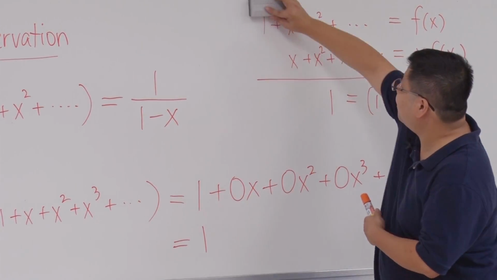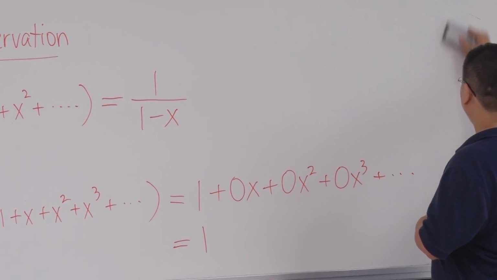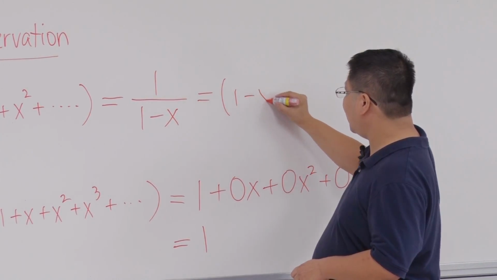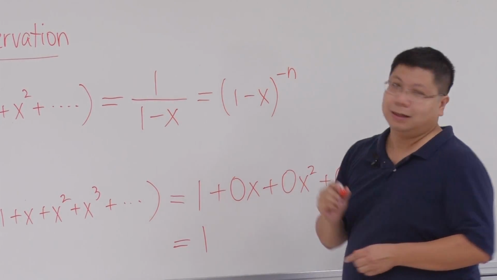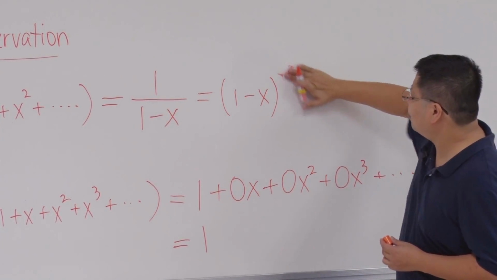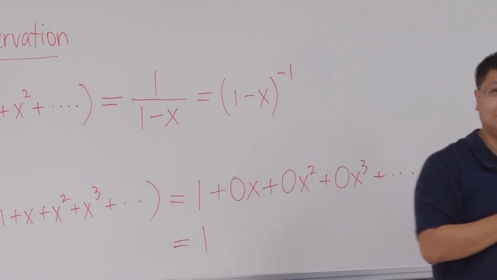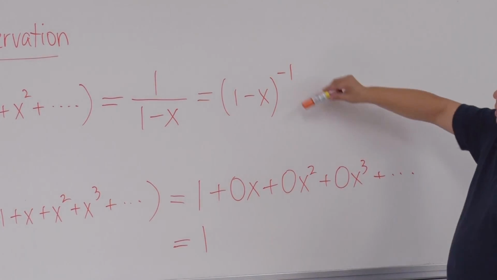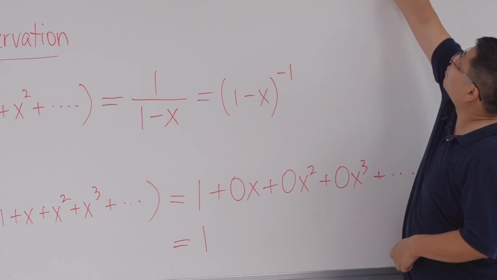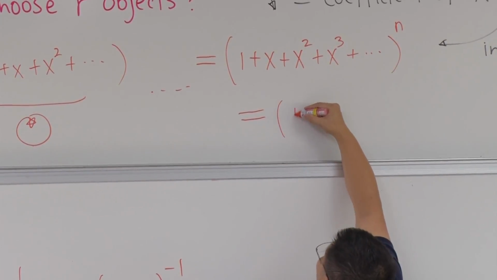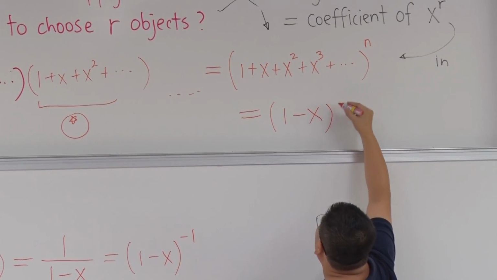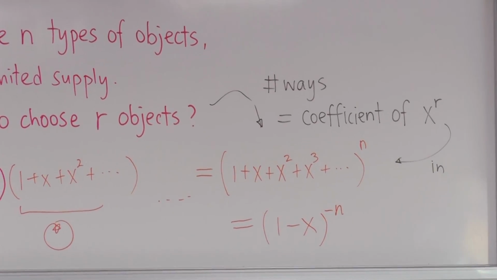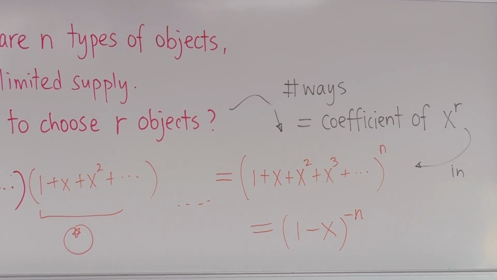Okay, let me wipe this off. So this is just for double checking we are correct. So this is equal to what? 1 minus x to the power minus 1. Is that okay? And then this is like this. So the generating function here will be rewritten as 1 minus x to the power minus n. Okay? And suddenly we can apply the binomial theorem.